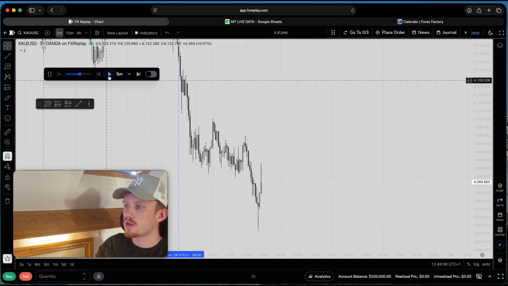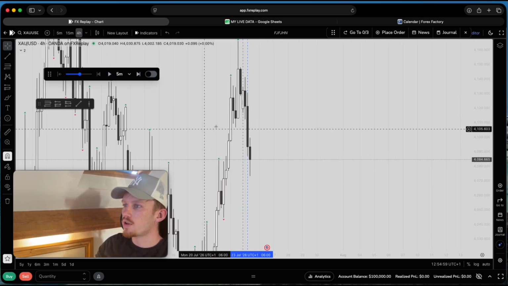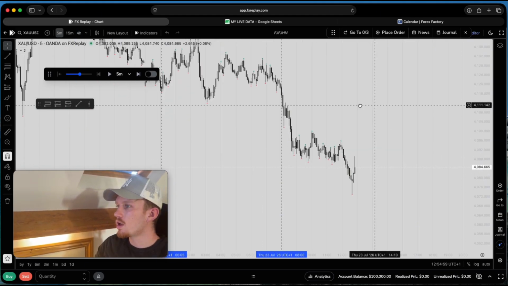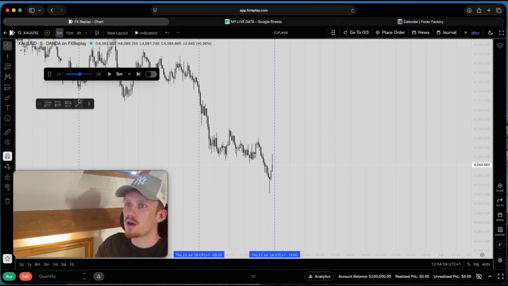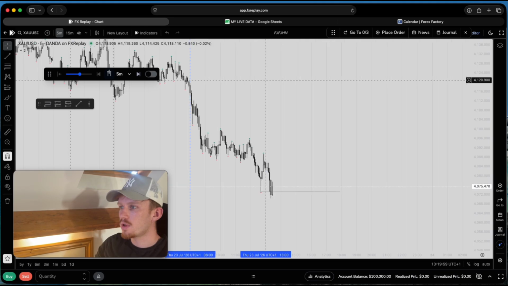About to be New York session right there. Check here again in case it's broke to the downside. It hasn't. We're still bullish. So then we're looking for the lowest point between 8 a.m. and 1 p.m., which would give us this low just here. Then we're just waiting for that to get swept. So it gets swept just there.